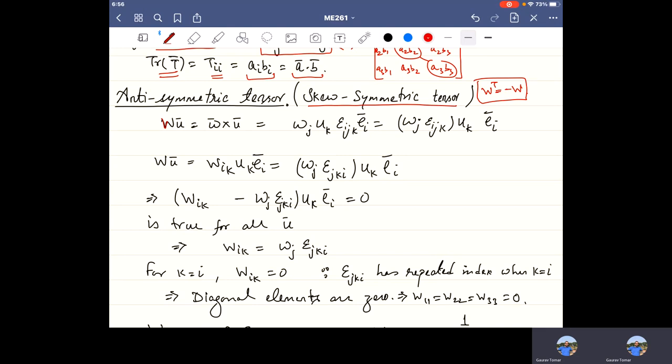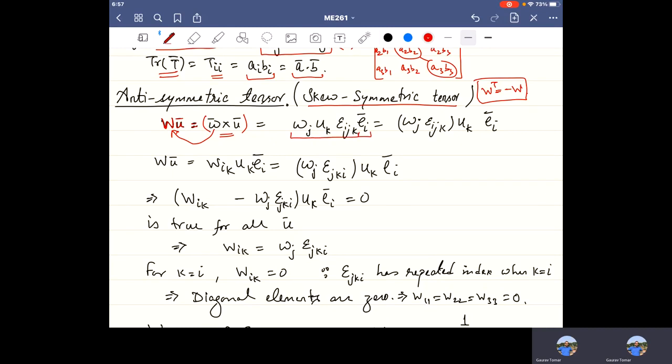Now the theorem is that any general anti-symmetric tensor W, if it operates on U, you can write this operation or mapping as a cross product with a given vector w, which depends on the anti-symmetric tensor W. That's the theorem. And we can see by construction what it will be. So we take w cross U. So w cross U can be written as wj Uk epsilon ijk Ei. That's what we had learned earlier.